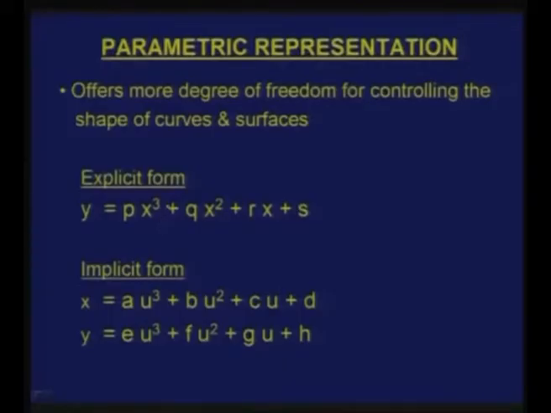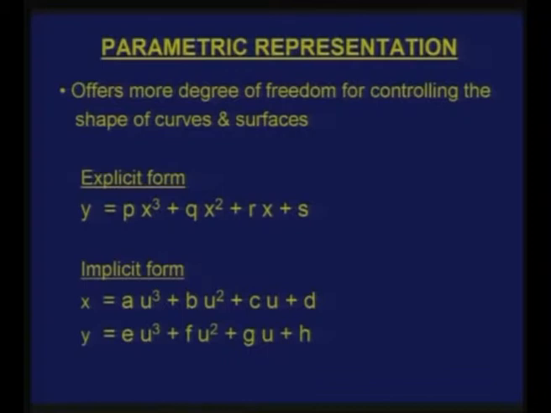Now, if I look at the explicit and parametric forms, both basically represent polynomials which are cubic in nature. A cubic equation in explicit form, and again a cubic equation in parametric form, where x and y are varied. Now, the basic advantage in these two representations is, here you have 4 variables; by giving different values to p, q, r and s, I get different cubic curves. The same is true by giving different values to a, b, c, d, e, f, g and h; I get different parametric cubic curves.